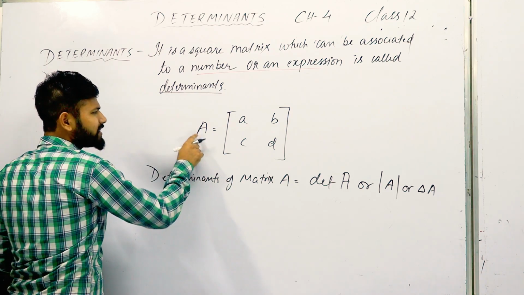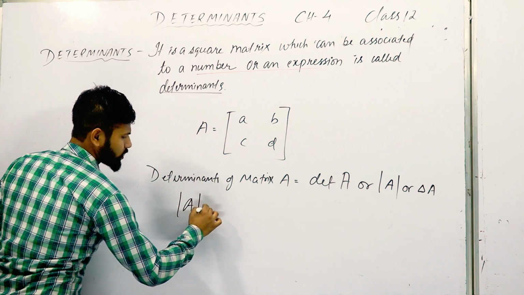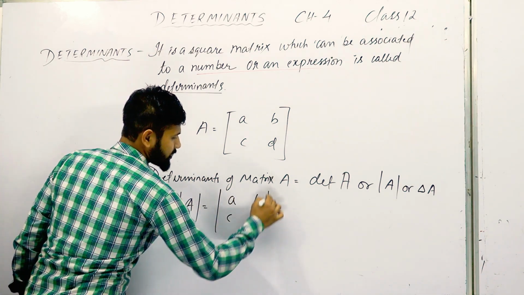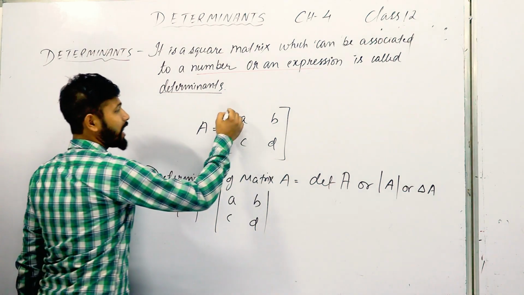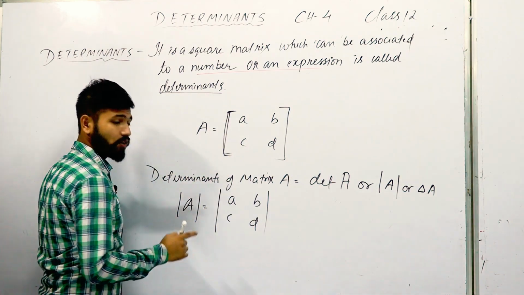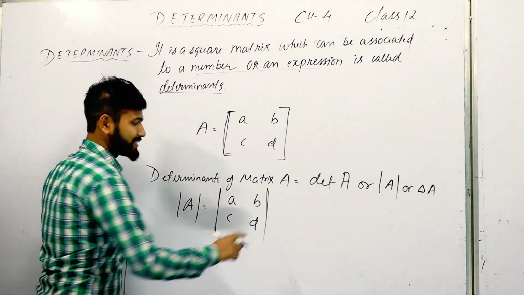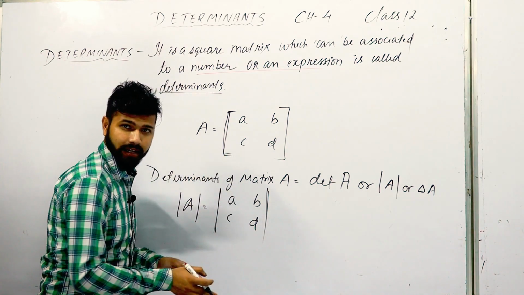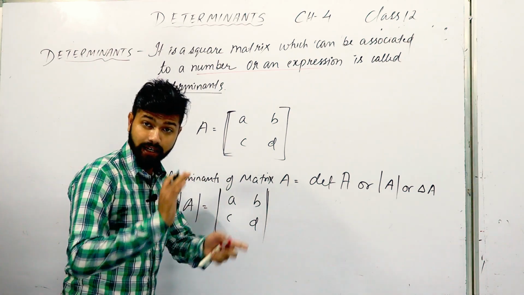So if you want to find the determinant of A, how to write it? Determinant of A is equal to the array a, b, c, d. The symbol also changes. In the case of a matrix, we use brackets, but in the case of a determinant, we use this bar symbol. Don't say it is a modulus or absolute value. It is not modulus or absolute value. We call it the bar sign, and we can also say it is the determinant sign or symbol.